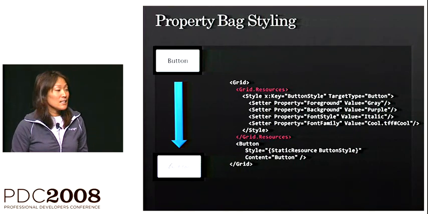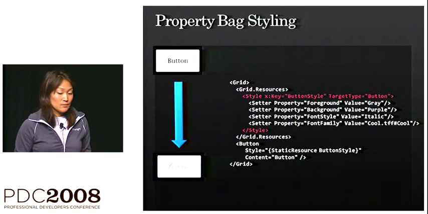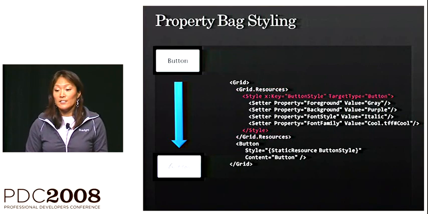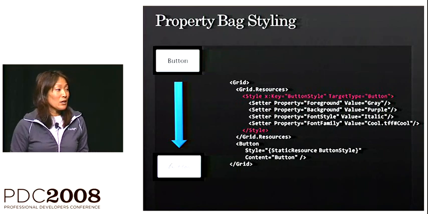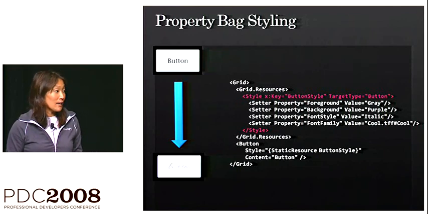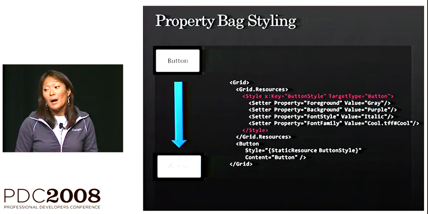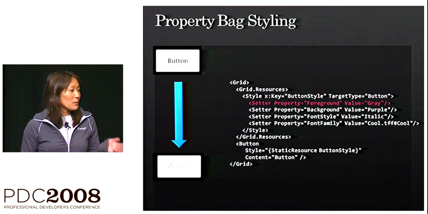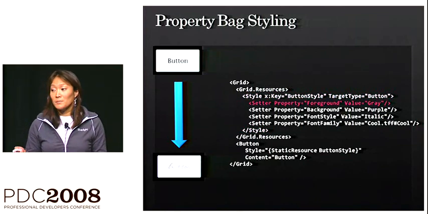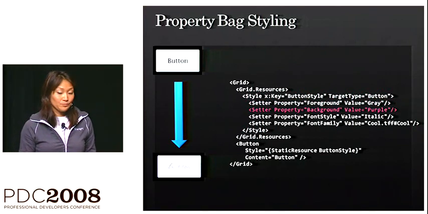You can see that inside of my grid.resources, I have a style resource. That style resource is for a button. You can tell that by the target type. And I've also given this style resource a key, which is button style. Then inside of the style, I have literally a property bag. So I have a series of setters which set individual properties to specific values. So here I'm setting the foreground property to gray. Similarly, I'm setting the background property to purple, and so on.